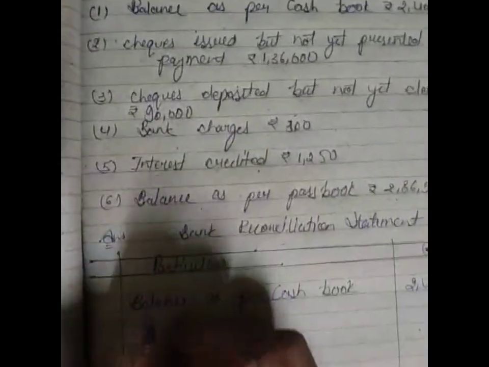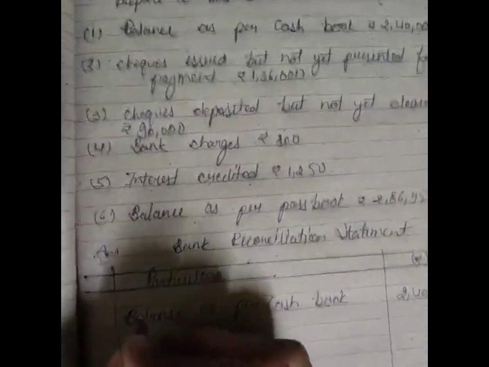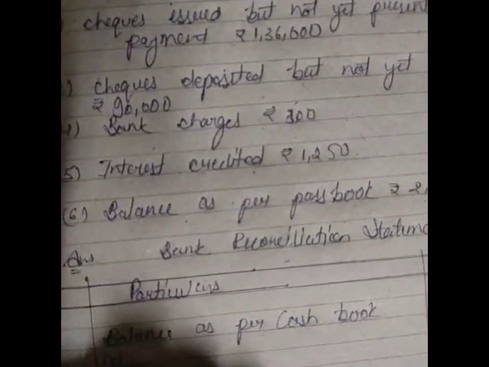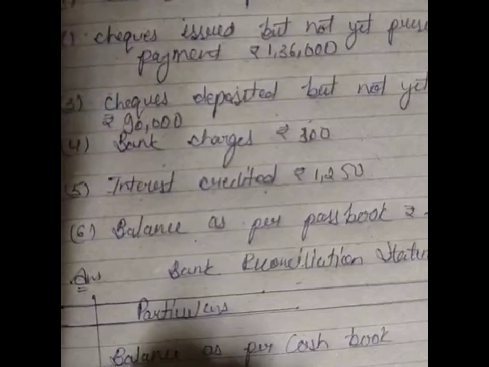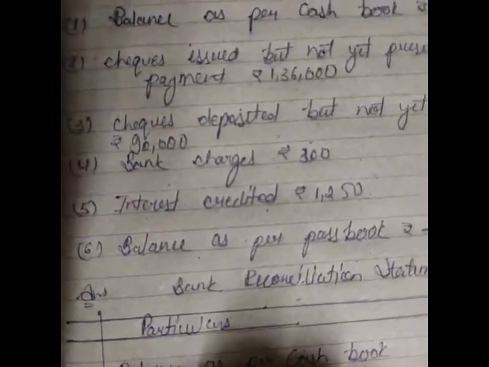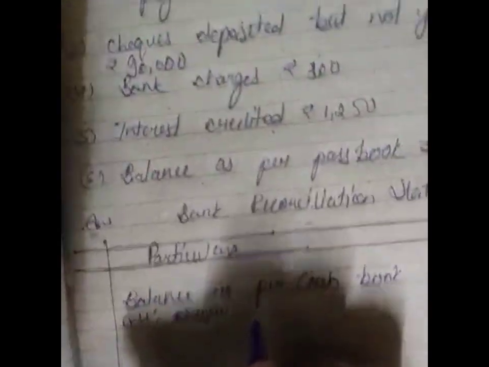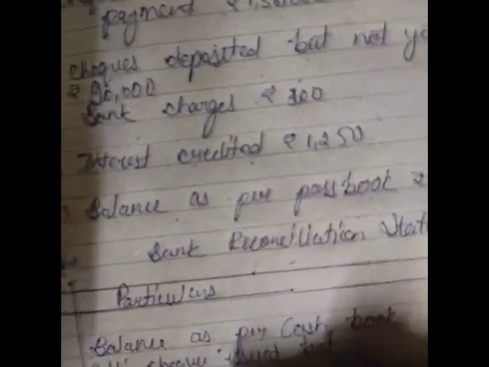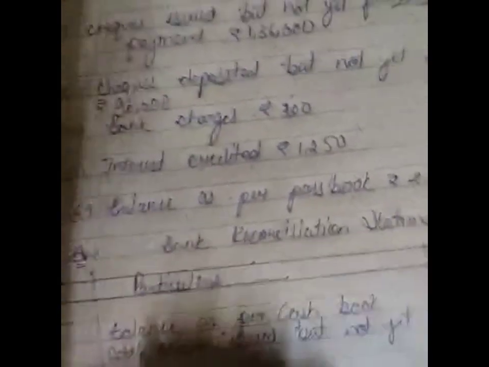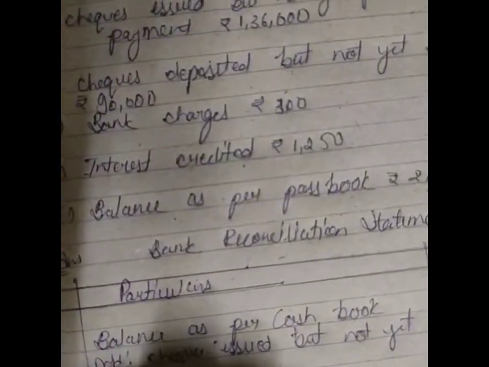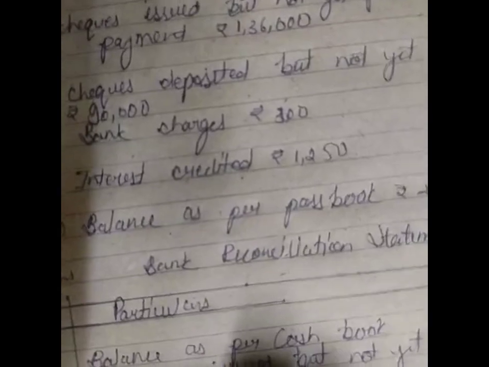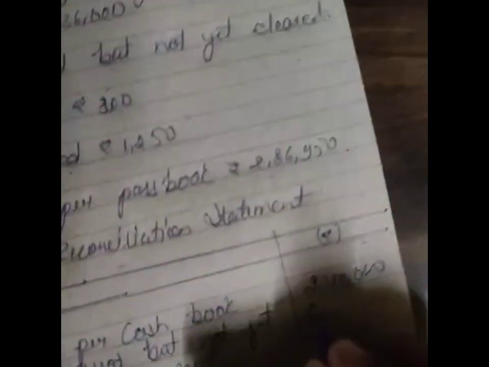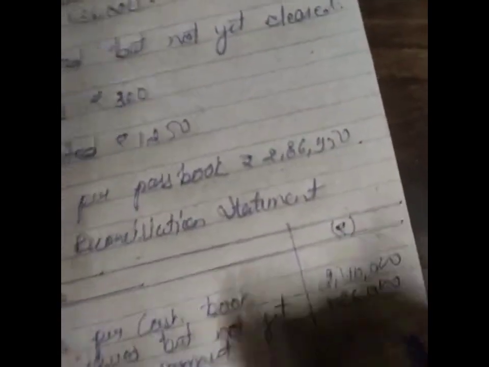Let me just show you. Let me write down each and everything. First of all, let's add what we have to add. Checks issued but not yet presented for payment, right? I have told you the logic earlier, right? So checks issued but not yet presented for payment, I am writing down here, which amounts to, guys, 1,36,000. I am just adding this.